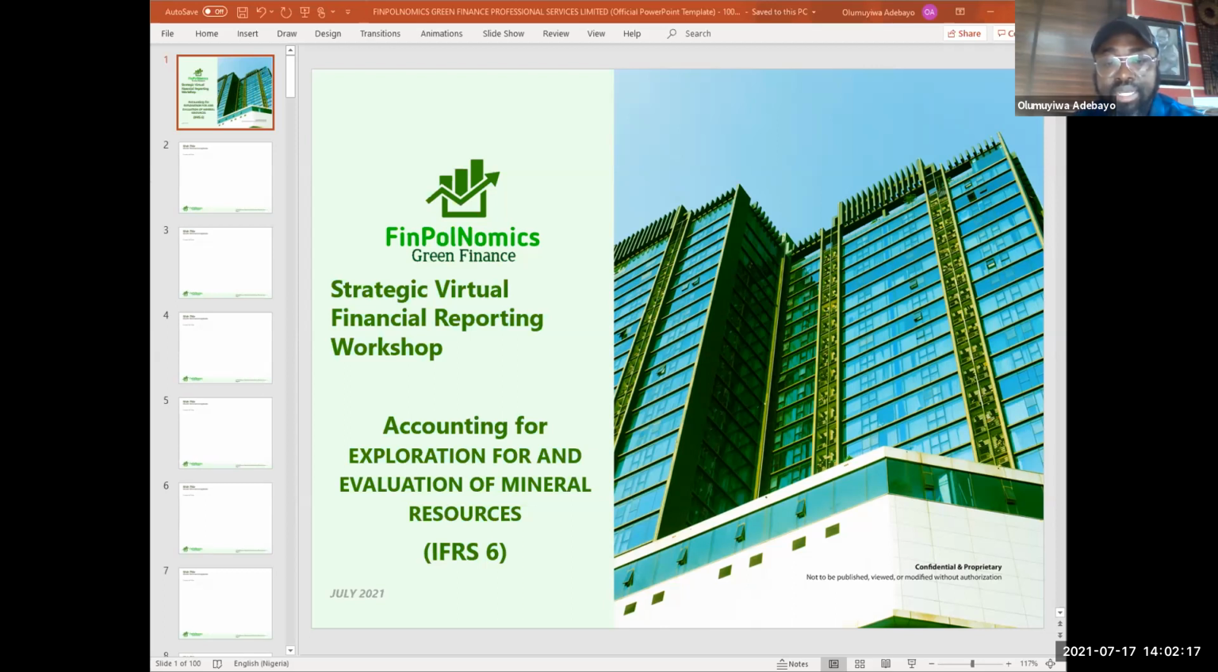In conclusion also, we find out that an entity shall not apply this standard to expenditure incurred before the exploration for and evaluation of mineral resources. Such expenditure is incurred before the entity has obtained the legal right to explore a specific area. We are going to discuss all of this. Also, it does not apply to expenditure incurred after technical feasibility and commercial viability of extracting mineral resources are demonstrable. But we're going to see that later.